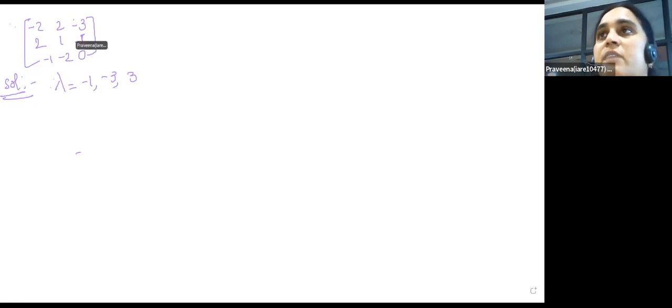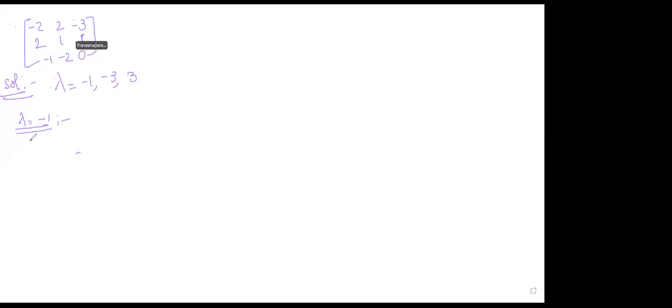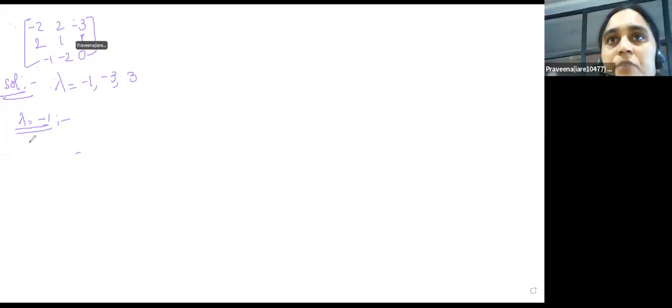Anyone got the first eigenvector? Anyone got it? 1, -2, 5, ma'am. Okay, for that lambda is equal to -1, 1, -2, 5 is the eigenvector, right? And next continue the next one. Next if lambda is -3.